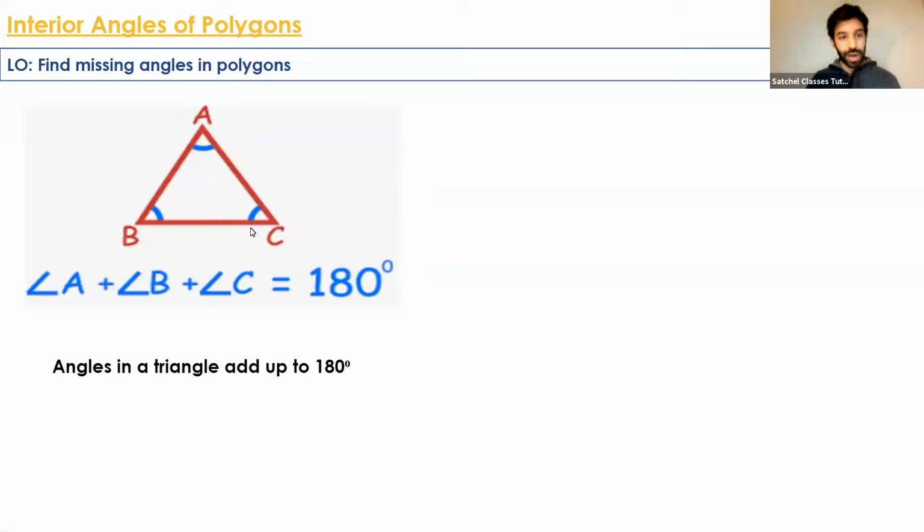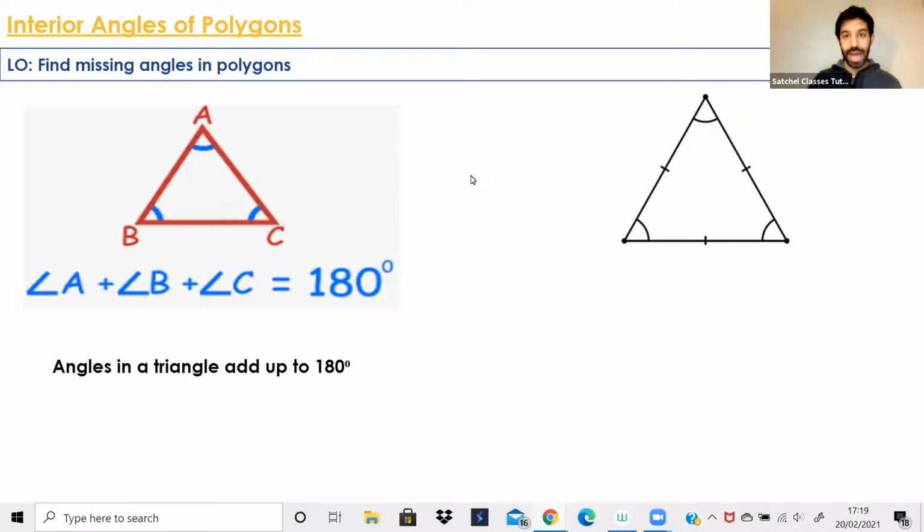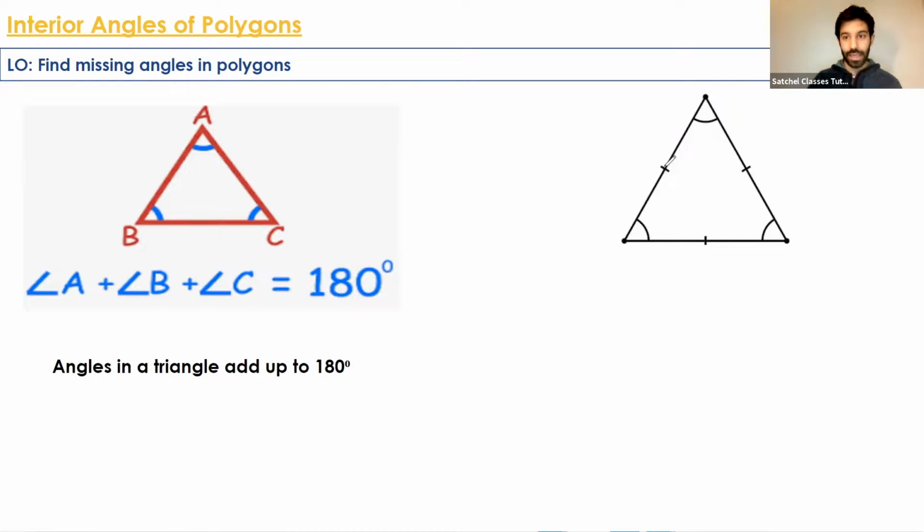So what we have here is a triangle, and angle A plus angle B plus angle C will be equal to 180 degrees. Key fact that we need to know. Now over here what we have is an equilateral triangle because all the length of sides are the same, and that's indicated by the lines that we see over here. So if we have lines like these, that will indicate that the length of sides are the same. Therefore, the angles will also be the same. So this angle here and this angle here and this angle here will all be the same.